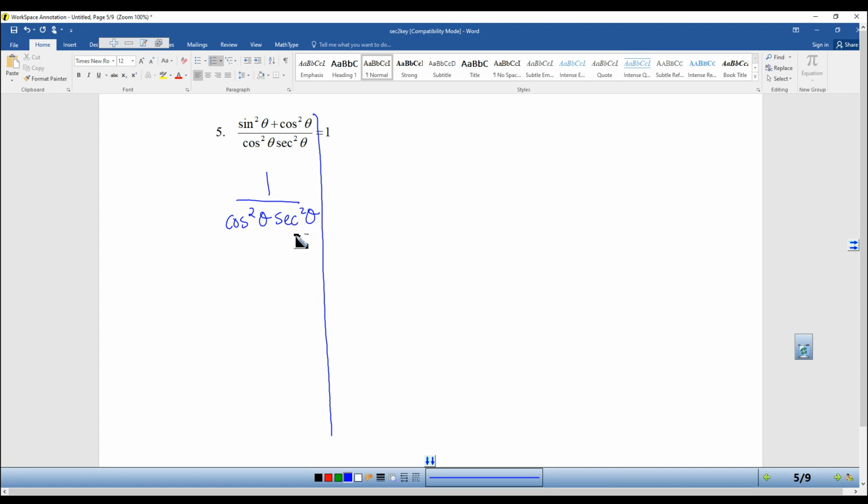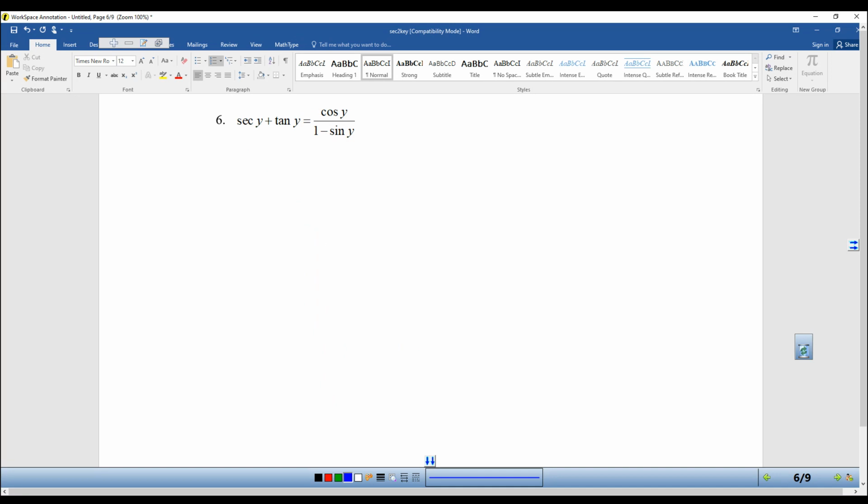I'd be inclined to change everything to sines and cosines. I think that's a great strategy. So I'm going to take my secant and I'm going to move it to the top. A secant on the bottom is a cosine on the top. And I'm going to leave this cosine here. And then cosine squared over cosine squared is 1. That was a nice one.